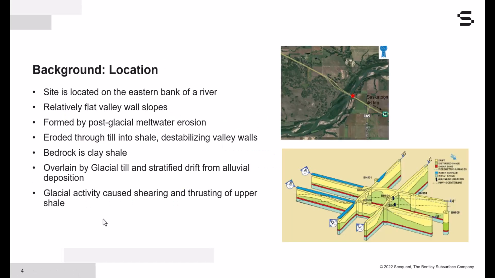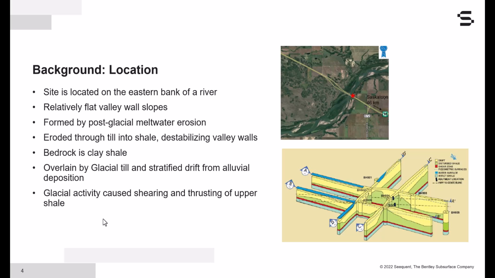The site is located on the east bank of a river valley that was formed through post-glacial meltwater erosion over thousands of years. As the meltwater carved through the glacial till, it destabilized the shale layers, resulting in valley wall instability. The valley walls experienced large-scale, deep-seated retrogressive landslides, a common phenomenon in regions with clay shale.